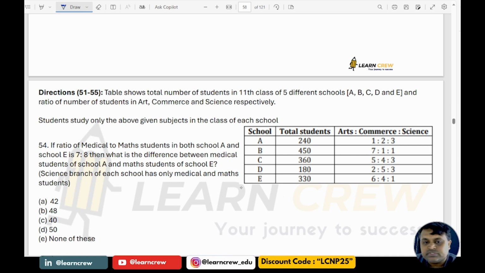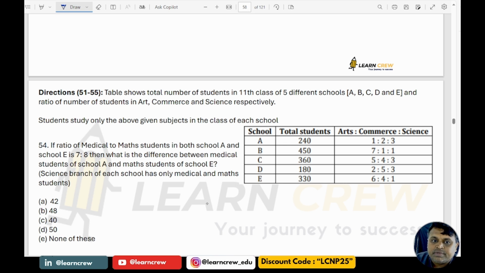Then question number 54. If the ratio of medical to math students in both school A and school E is 7:8, then what is the difference between medical students of school A and math students of school E? The science branch of each school has only medical and math students. If you see here, the ratio is given as 7:8. Then what is the difference between the medical students of A and math students of E?